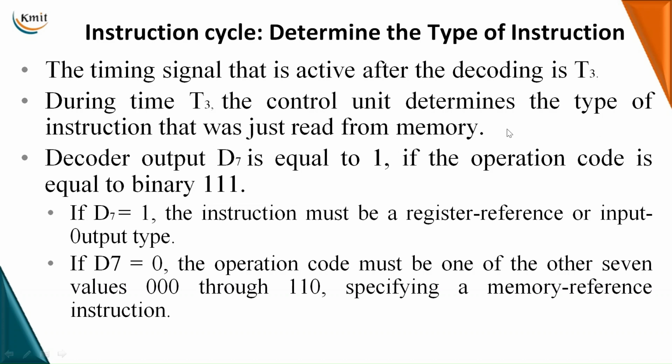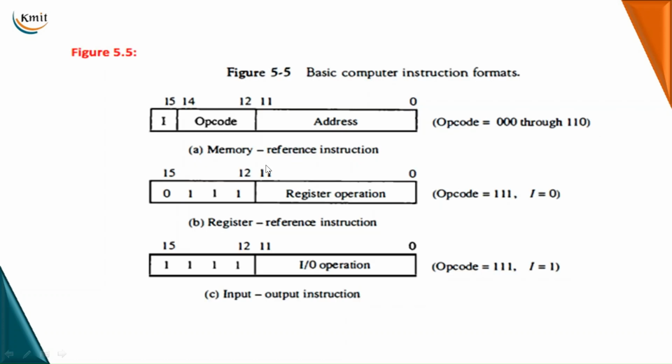How do you determine what type of instruction it is? Based on the output of the decoder. We have already seen how to identify what type of instruction it is. If the opcode lies between 000 and 110, irrespective of the mode bit, we say that the particular instruction is a memory reference instruction. If the opcode is 111 and the mode bit is 0, we call that instruction a register reference instruction. And if the opcode is 111 but the mode bit is 1, we classify that instruction as an input output instruction.